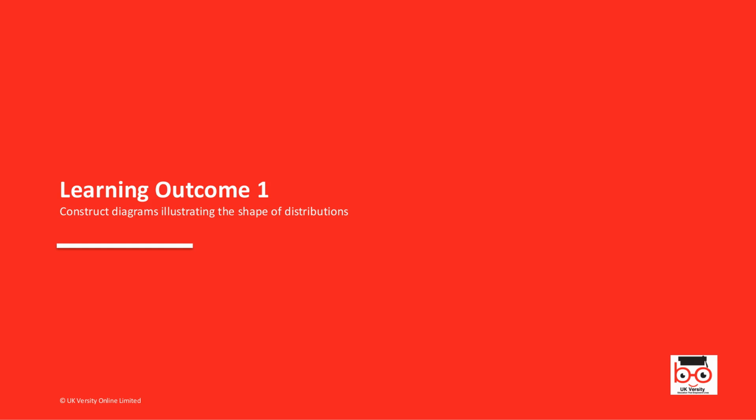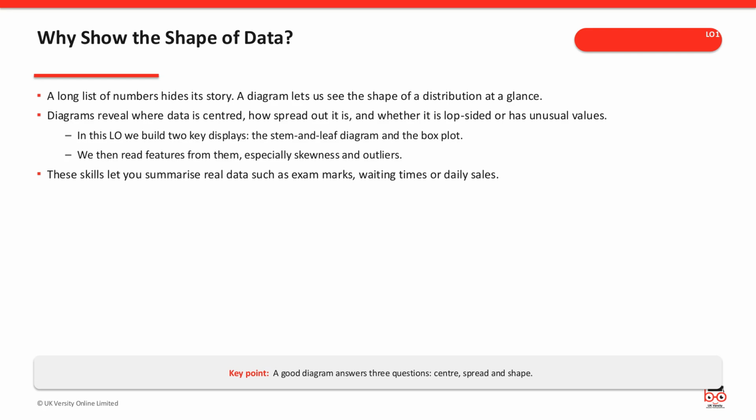Welcome to the first outcome, where we turn a wall of numbers into a picture. We'll build stem and leaf diagrams and box plots, then read the story they tell about the shape of a distribution. Think about a list of 40 exam marks. Stare at the raw numbers and your eyes glaze over, but plot them and the shape jumps out.